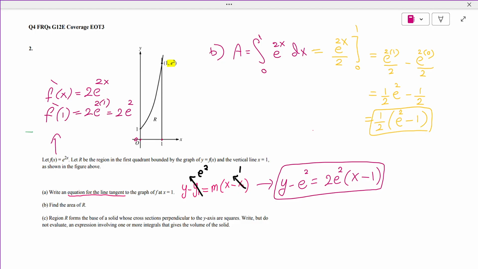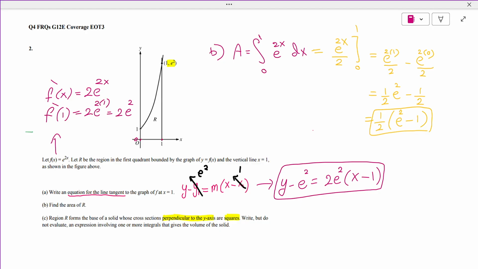Okay, so if you look at part C, it says region R. Let's highlight what we have here. Region R forms the base of a solid whose cross sections perpendicular to the y-axis are squares. Write but do not evaluate an expression involving one or more integrals that gives the volume of the solid.